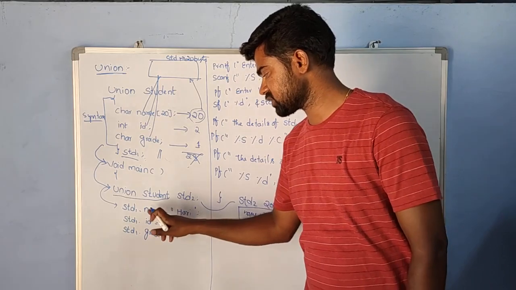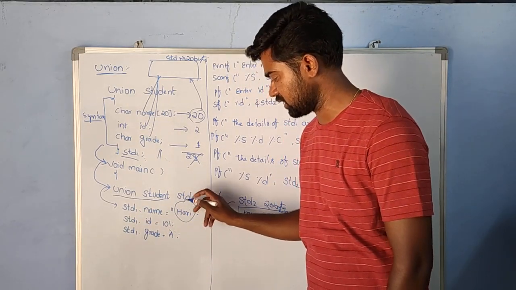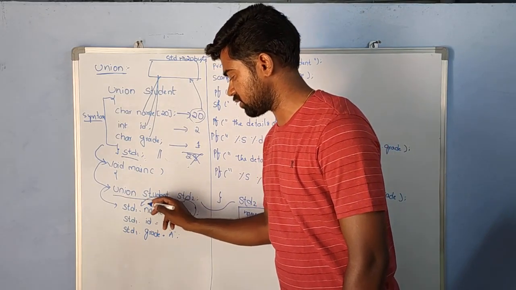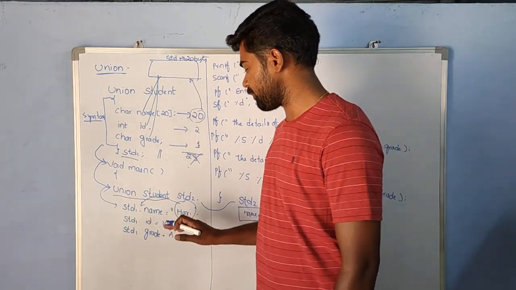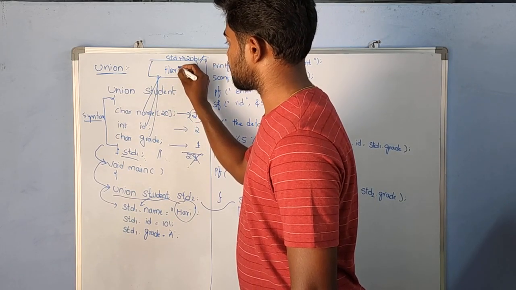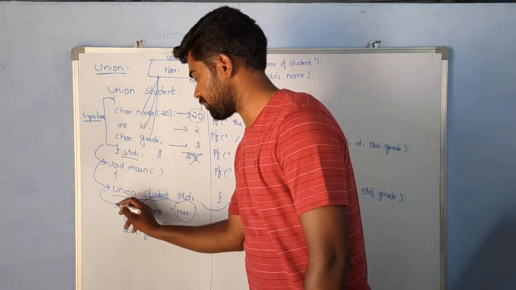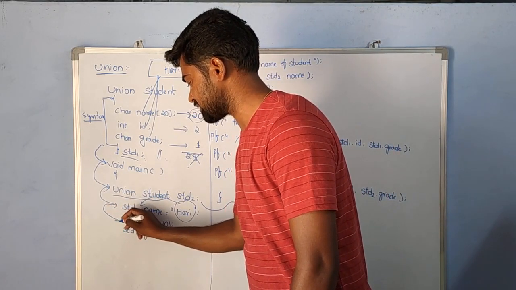Now, by using the dot operator, what are we assigning? We are assigning the character string Hari to std1, in the name member. Now what will happen? This Hari is going to be stored here. After allocation of Hari, next the execution control moves to the next step.